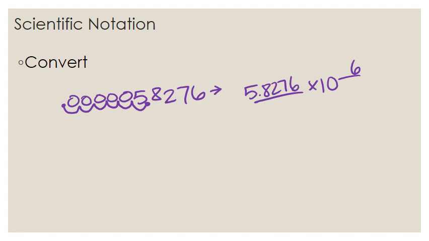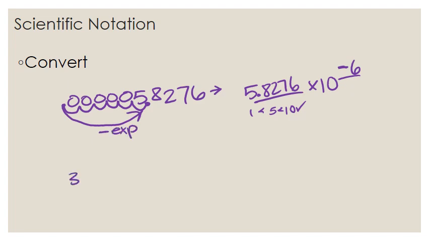I've got 5.8276. You have to write all of the digits. You only drop the zeros at the beginning or the end. All the other numbers stay. This 5 is between 1 and 10, so that's good to go. Now my 6, I have a very, very small number, so that's going to be a negative 6. Notice I counted to the right, so it was a negative exponent.